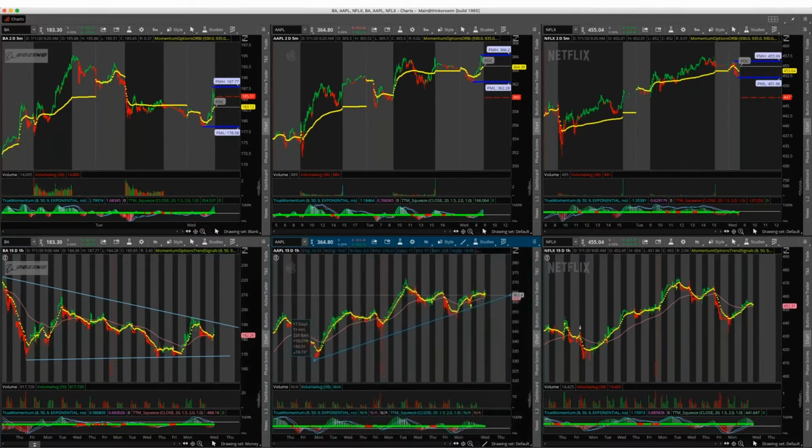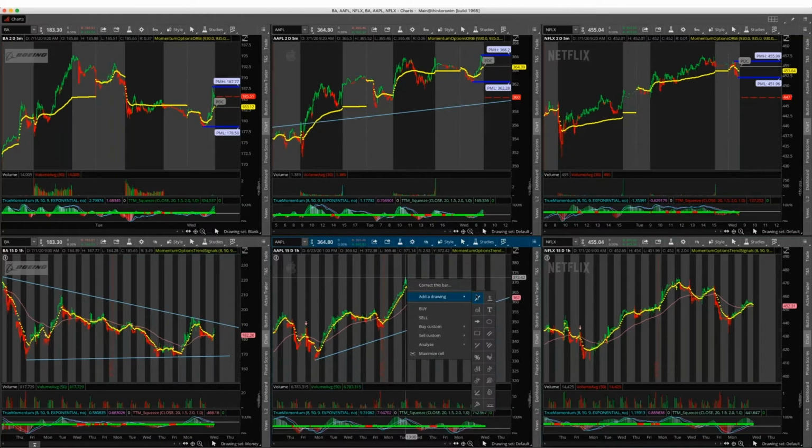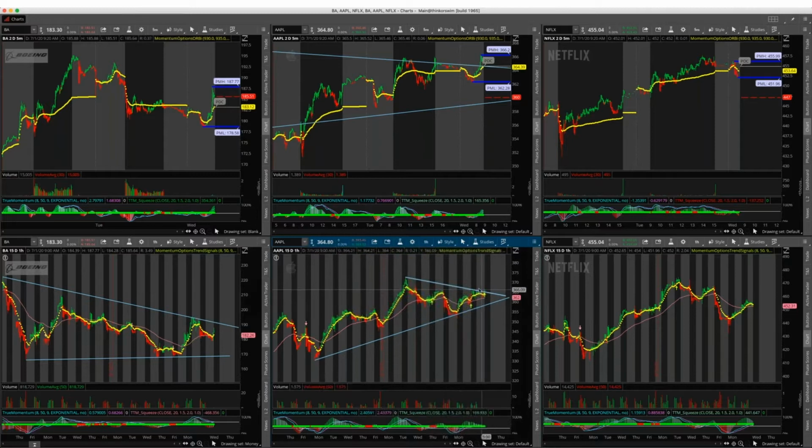Maybe price might even break a trend line. If you see that, and you're getting a signal, and price is above moving averages, that's really a good thing to see. It helps you know whether you should be getting into those trades. So you got Apple looking to break that trend line.